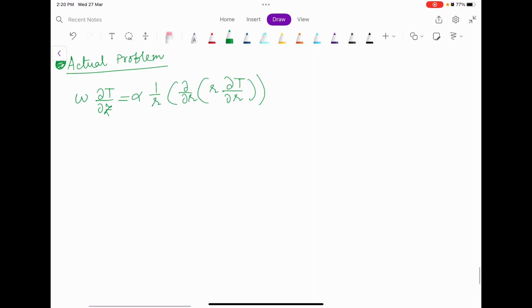So this was the governing equation, and the boundary conditions: at r equal to 0, my regularity condition or the symmetry condition is this, and at r equal to R, del T del r has a fixed value q naught by k, right?